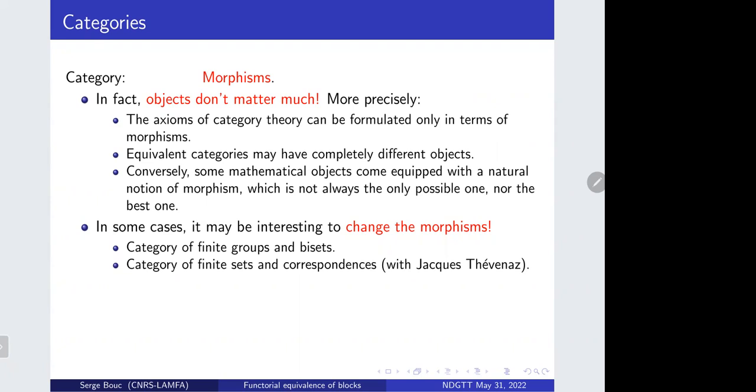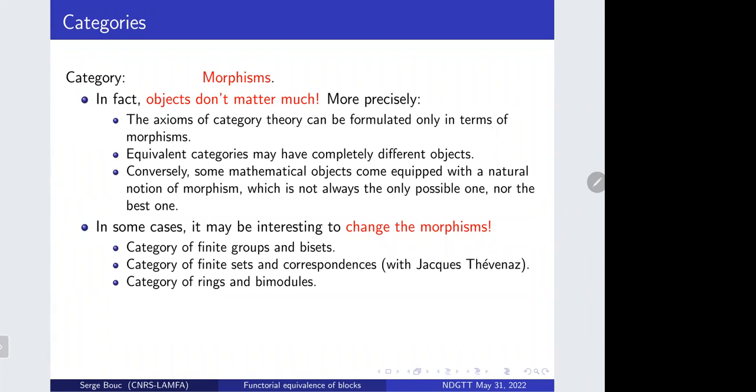There is yet another example, which is the category of rings. And again, I will change the morphisms. And for this category of rings, I will consider morphisms given by bimodules. So it's very similar to what we did with bisets and groups. And the composition of morphisms is given by tensoring bimodules.